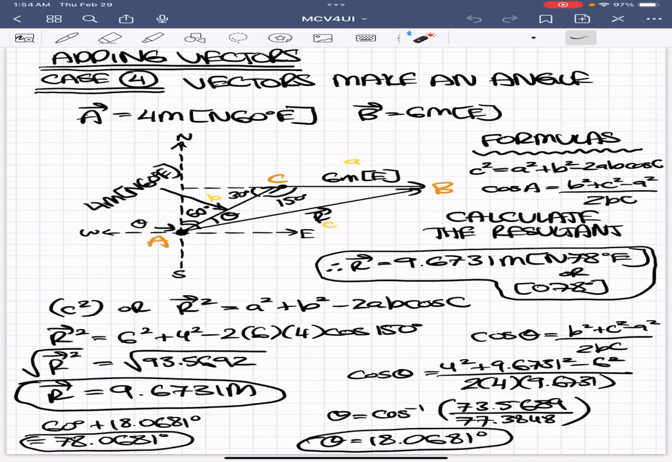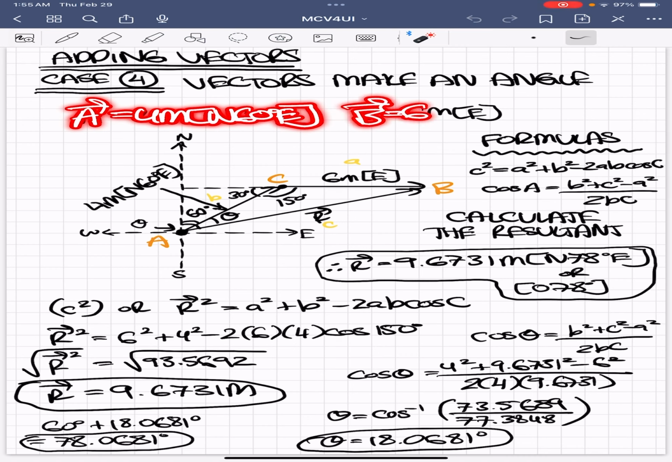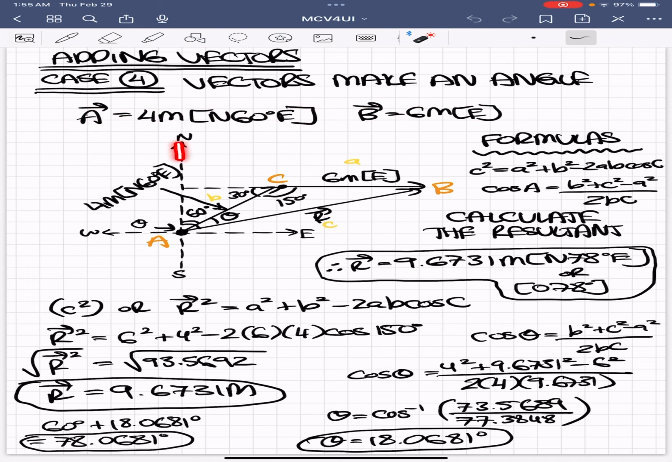As you can see here, we have vector A, which is 4 meters north 60 degrees east. And then we have vector B, which is just 6 meters east. So first things first, we made our compass sign, a dotted line going north, south, west, and east. That's what you want to do first.